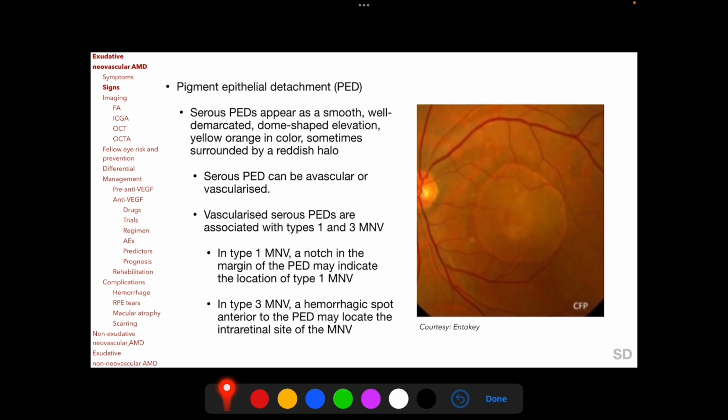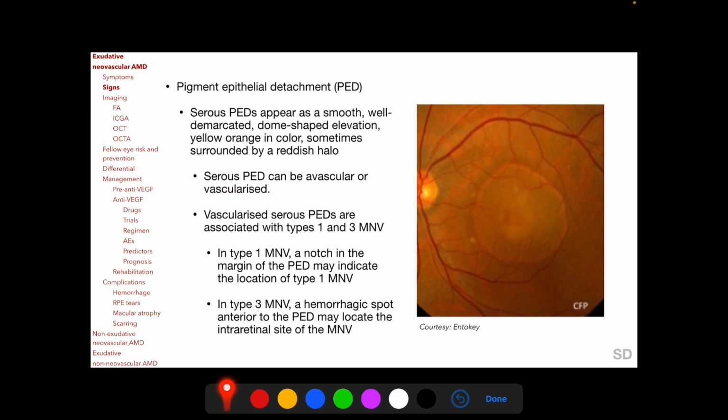Pigment epithelial detachment or PED in neovascular AMD is typically found in type 1 and type 3 MNVs, and the pigment epithelial detachment in neovascular AMD can be either serous, fibrovascular or hemorrhagic. Serous PED appears as a smooth, well-demarcated, dome-shaped elevation which is yellow-orange in color and sometimes is surrounded by a reddish halo as seen in this clinical photograph.